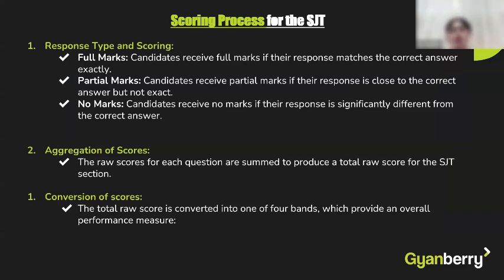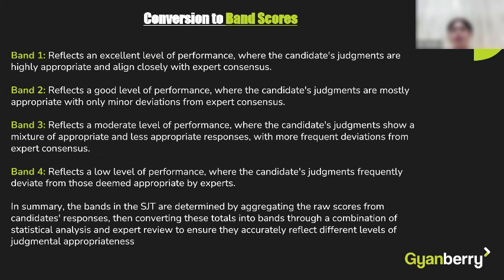Now, these scores that you get, we call them raw scores. These raw scores are then summed to produce a total raw score. And then you have to convert that into the banding, which looks something like that. Band 1, 2, 3, and 4. These bands are determined by aggregating the raw scores from the candidate's responses, and then they convert these totals into the bands through a combination of statistical analysis and expert review to ensure that they accurately reflect the different levels of judgmental appropriateness of the students.